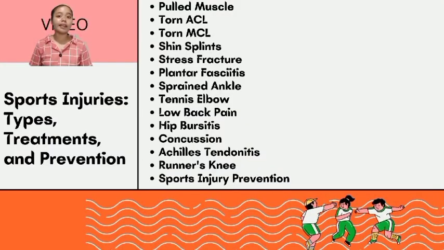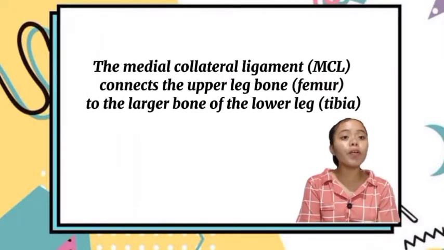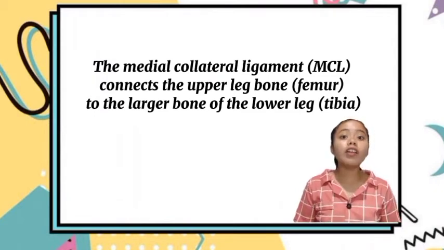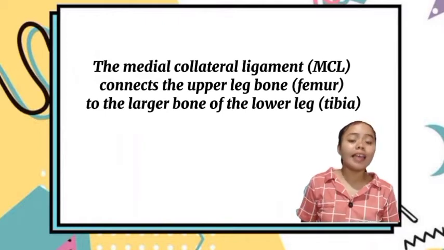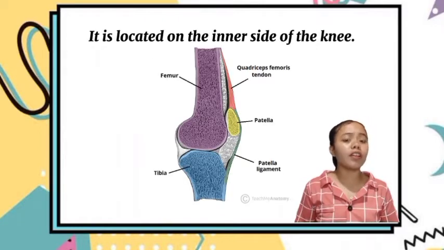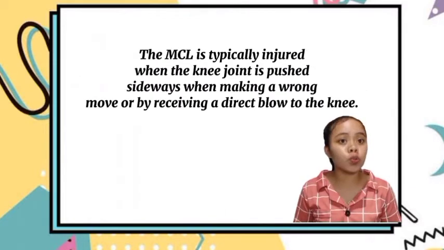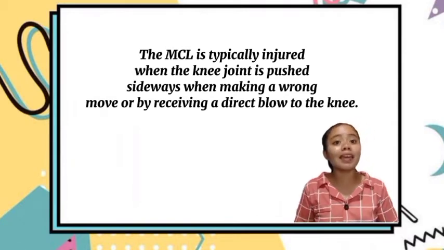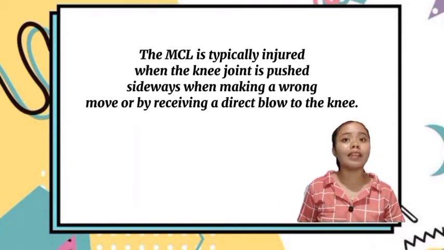The third one is the torn MCL, or the medial collateral ligament. It connects the upper part of the leg bone, or tinatawag na femur, to the larger bone of the lower leg na tinatawag na tibia. It is located on the inner side of the knee, sa ating tuhod. The MCL is typically injured when the knee joint is pushed sideways when making a wrong move or by receiving a direct blow to the knee.